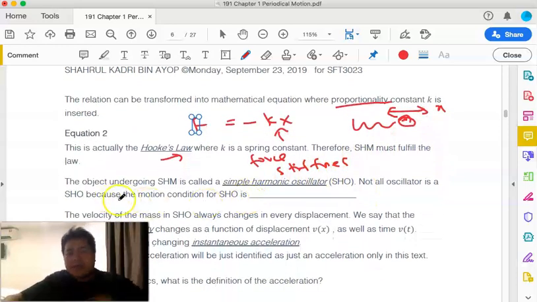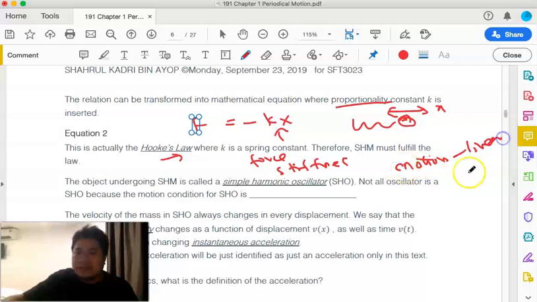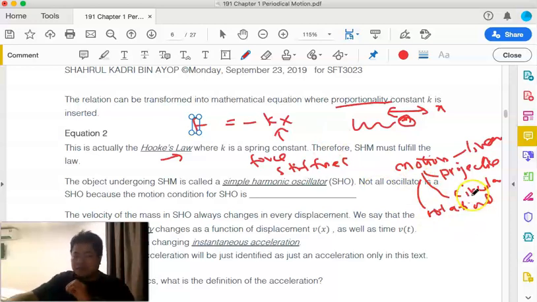The object undergoing simple harmonic motion is called a simple harmonic oscillator. If you remember from your previous lessons in mechanics, you have learned about many kinds of motion. The first thing that you learn is linear motion, and then you proceed to projectile motion, and then circular motion, which means something moving in a circle, and then rotational motion. For example, the Earth circulates around the Sun, which is circular motion, and the Earth itself rotates on its axis, which is rotational motion.